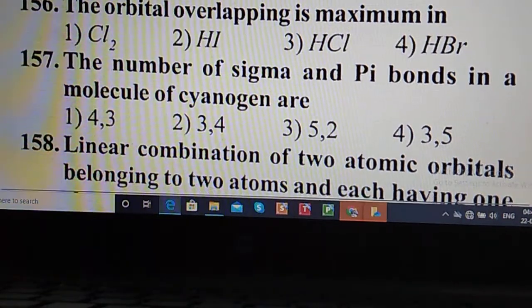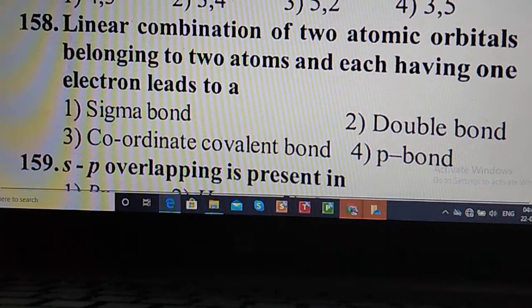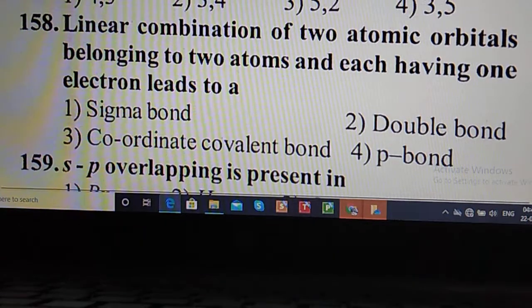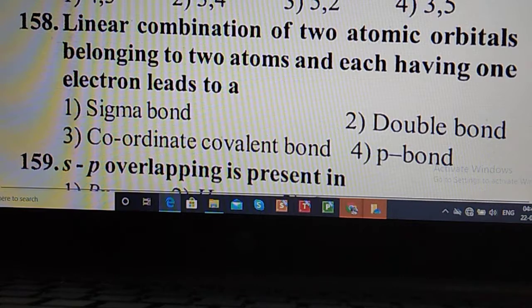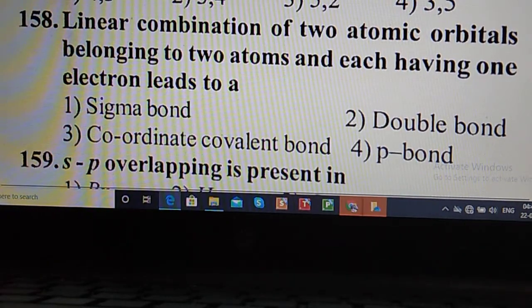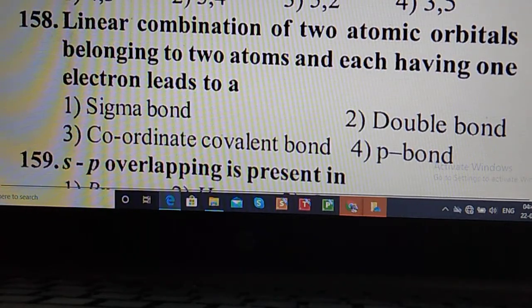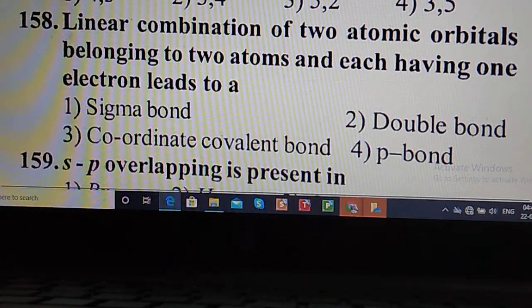Now we come to question number 158, student. What is 158? Linear combination of two atomic orbitals belonging to two atoms, each having one electron, leads to a... Again, you read it, student. Linear combination of atomic orbitals, LCAO, belonging to two atoms each having one electron. So two atoms are there, each having one electron. So it leads to what? They will lead to the formation of what, student?